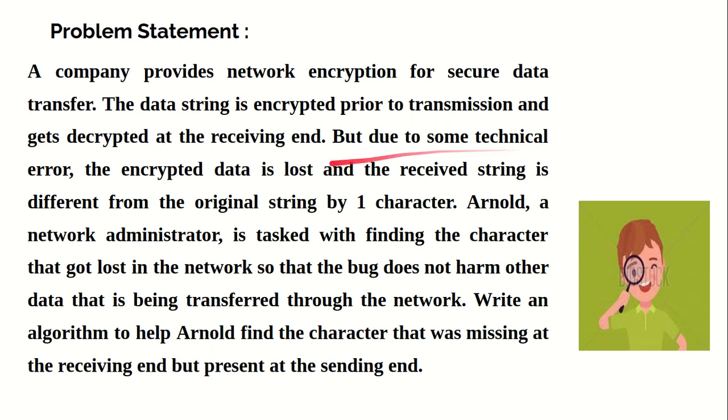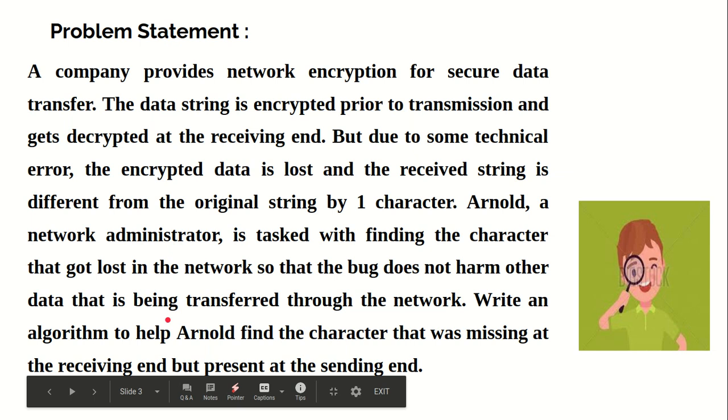But due to some technical error, the encrypted data is lost and the received string is different from the original string by one character. Arnold, a network administrator, is tasked with finding the character that got lost in the network so that the bug does not harm other data that is being transferred through the network. Write an algorithm to help Arnold find the character that was missing at the receiving end but present at the sending end.